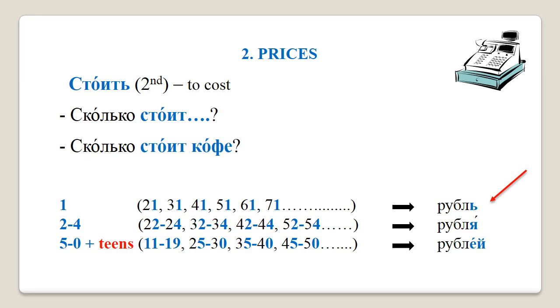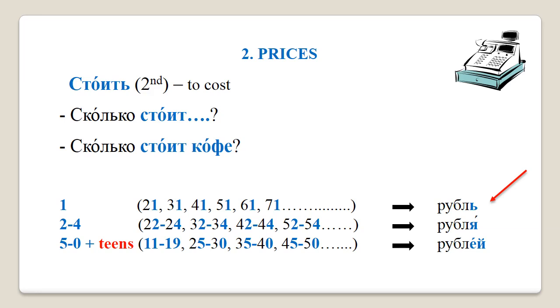Now let's move on to talking about prices. We have come across the verb стоить in the previous lectures, which stands for to cost. We can see that this verb belongs to the second group, since it has e in front of the soft sign ending. Therefore, it will conjugate accordingly.